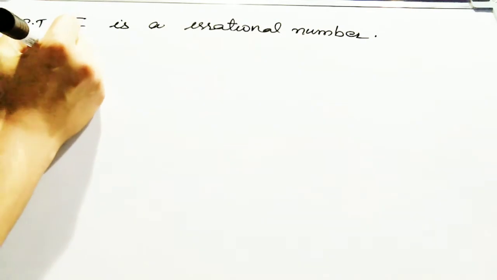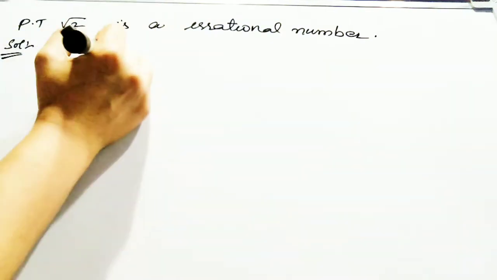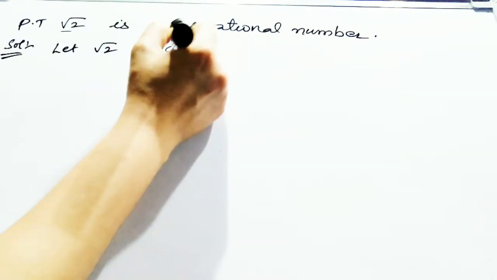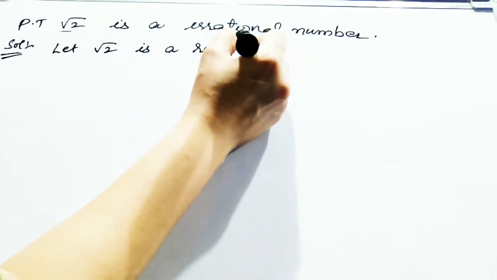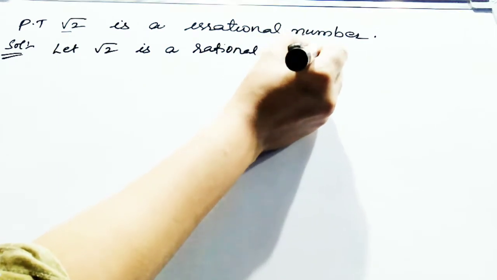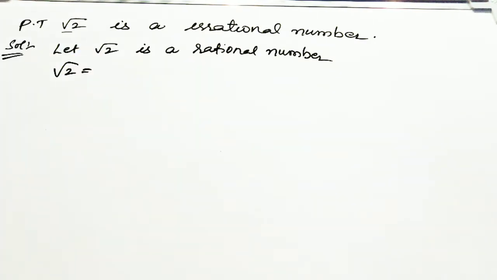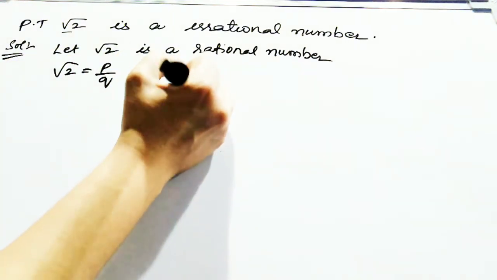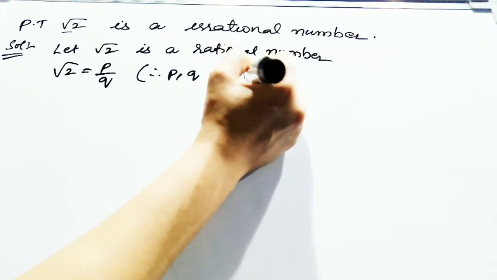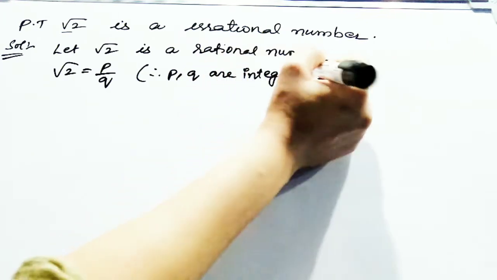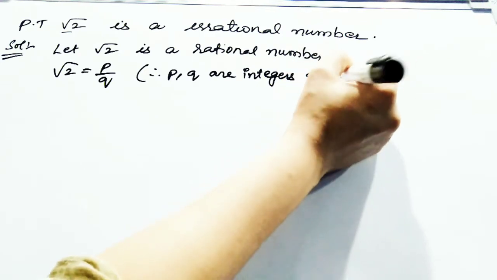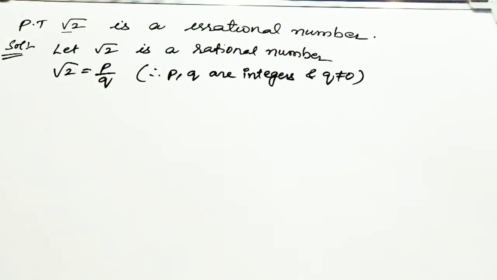We have to prove that root 2 is an irrational number, but we are saying that root 2 is a rational number because we are using the method of contradiction. Then we write it as p by q. A rational number must be in the p by q form, where p, q are integers and q should not be equal to 0. It must satisfy this condition.